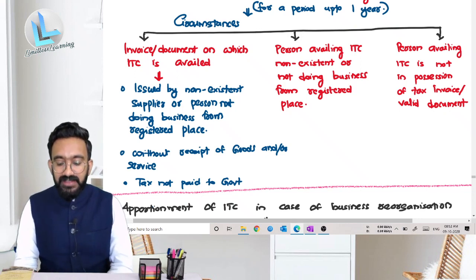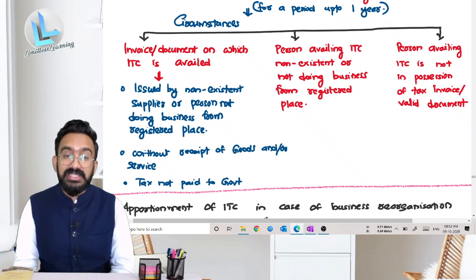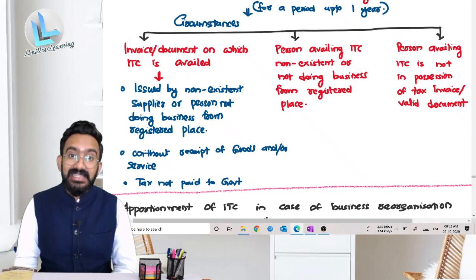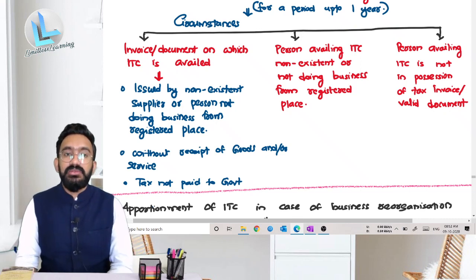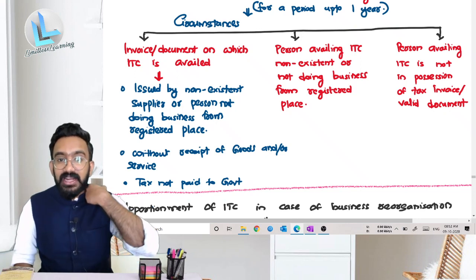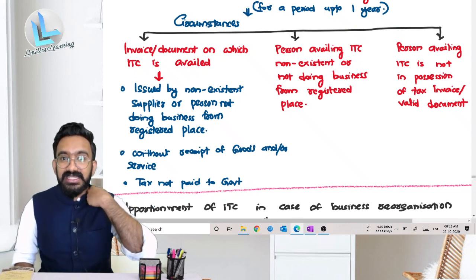Then person availing ITC, non-existent or not doing business from registered place. This is the person who's taking ITC. The recipient itself is not existing. There is someone who is just filing the returns and then trying to take ITC, but there's no real business that he's doing.